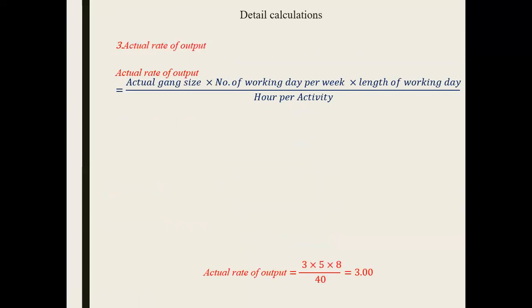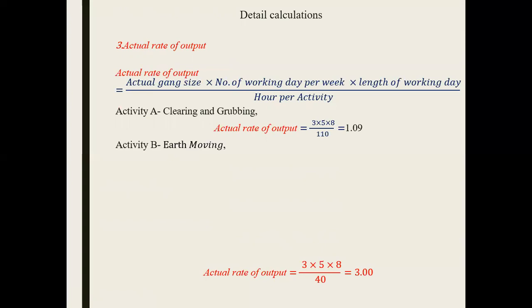Now, the third step is we need to know the rate of output. The formula is given here, and let's see how it is being applied. Clearing, grubbing. So for the first thing, actual gang size we have calculated in the previous step. The number of working days and length of working days is a constant, and labor hours per day, that was also given, and we have used it in item number 1 of this calculation.